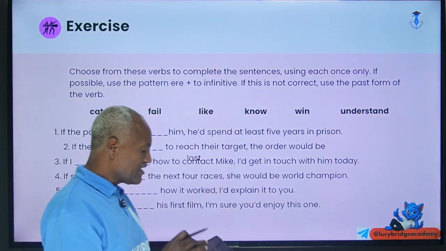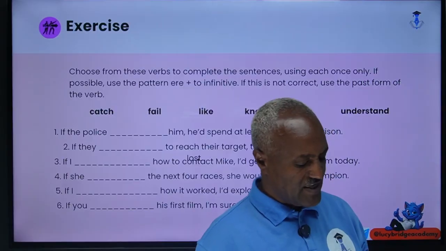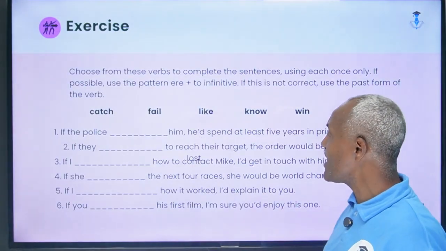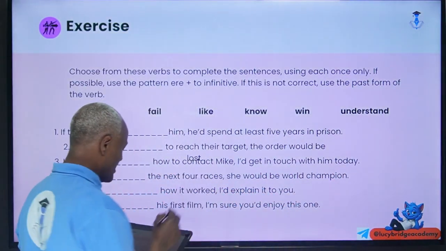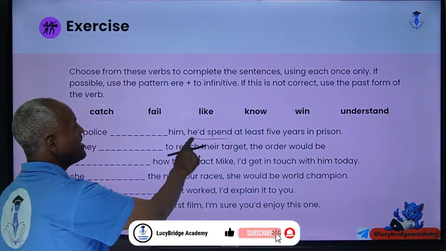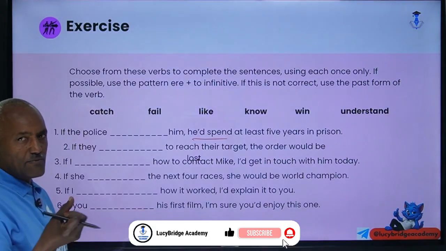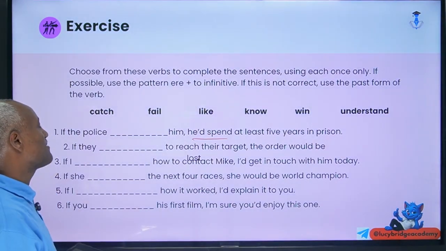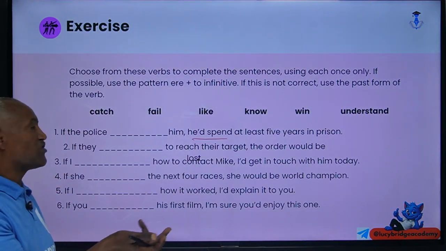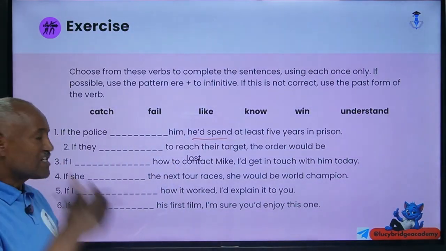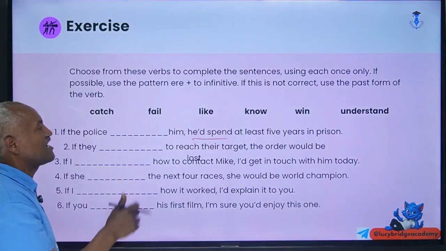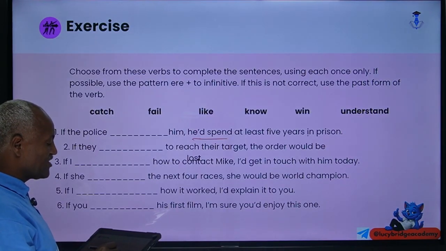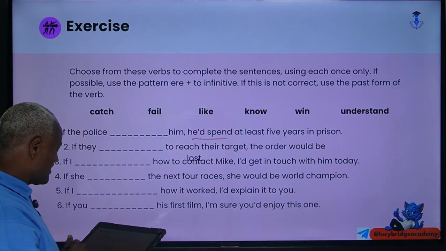So having this, here you have some questions. Choose from the verbs to complete the sentence, using each one once only if possible. If the police catch him, he would spend. Sometimes we may write would in abbreviation, which means he would spend. Sometimes to confuse you, they may write like that. Don't forget, the other thing I want you to remember is that we can swap the position. That means we can begin with the main clause or the if clause. That doesn't bring any change. For instance, here we can rewrite: he would spend at least 5 years in prison. The comma is not important.